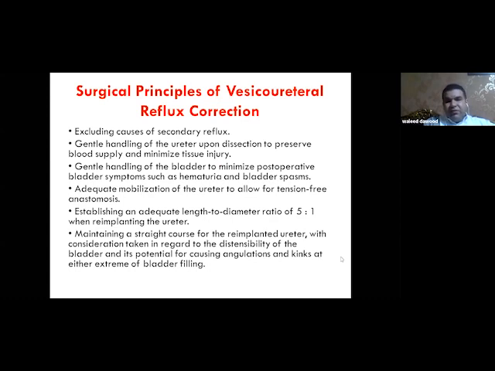Surgical principles of vesicoureteral reflux correction: the general principles are to exclude the cause of secondary reflux, as I said; gentle handling of the ureter to avoid injury; gentle handling of the bladder to avoid hematuria and bladder spasm; adequate mobilization of the ureter to allow tension-free anastomosis; establishing an adequate length to diameter ratio of 5:1; and maintaining a straight course of the re-implanted ureter to avoid angulation or kink.